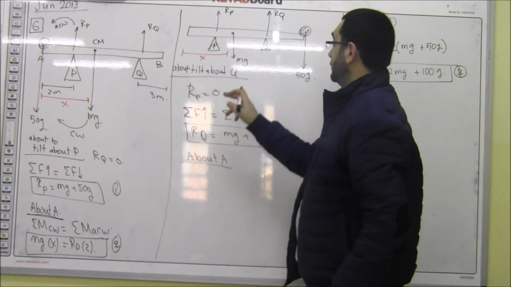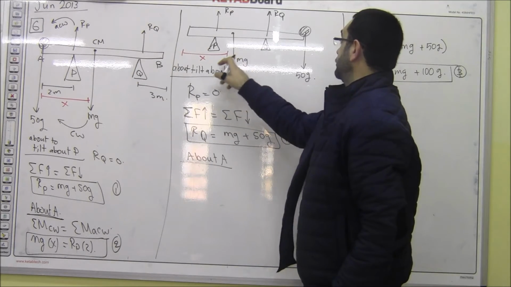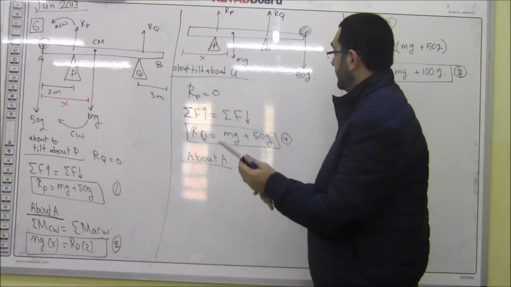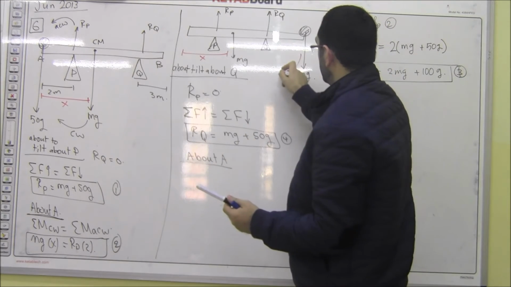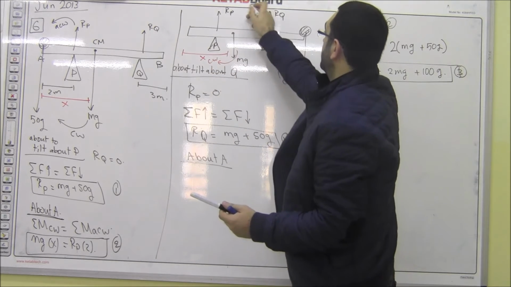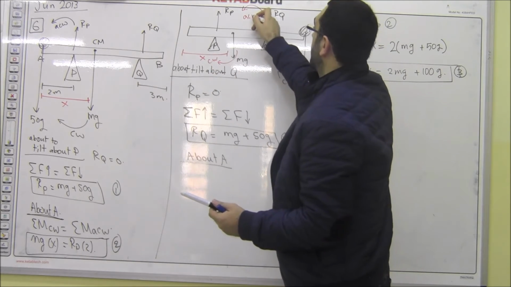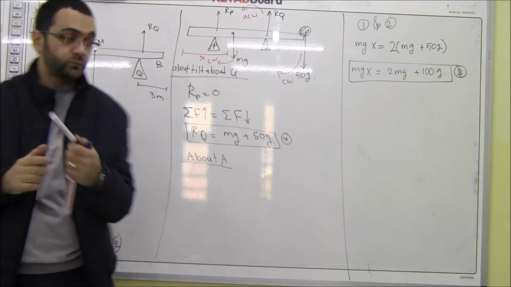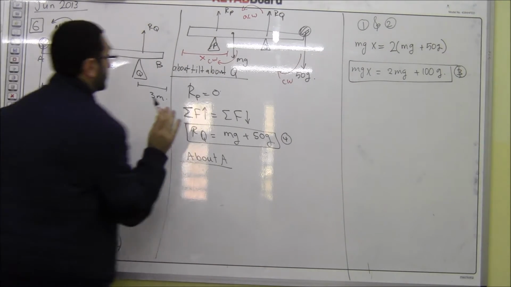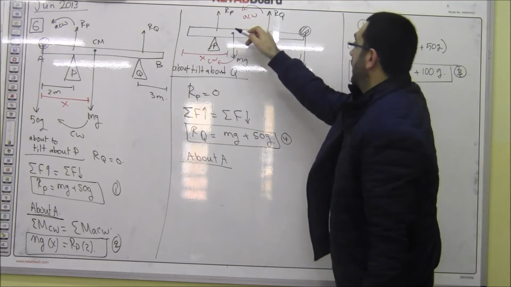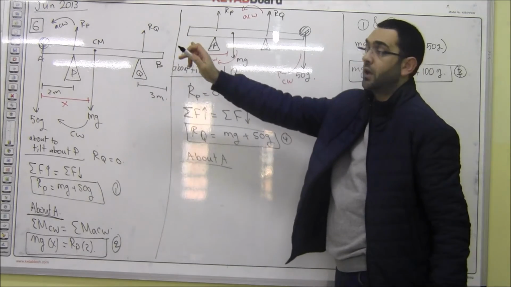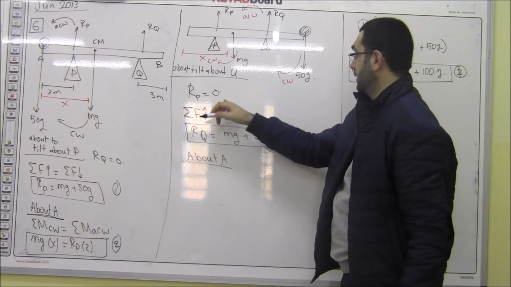About A again, what do we have? We have these two forces, clockwise. This one is what? Clockwise. This one is clockwise. RP is what? Anti-clockwise. RQ, I said. Sorry, I meant RQ. RQ what? Anti-clockwise. This is clockwise. This is what? Clockwise. RP is 0. You know why?